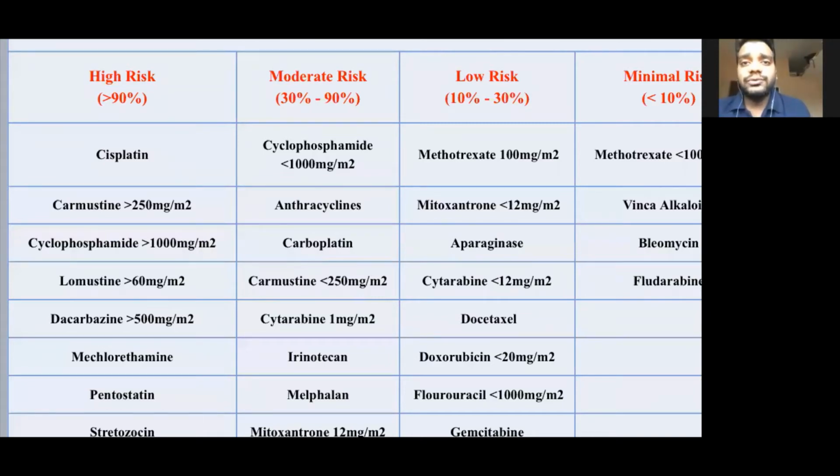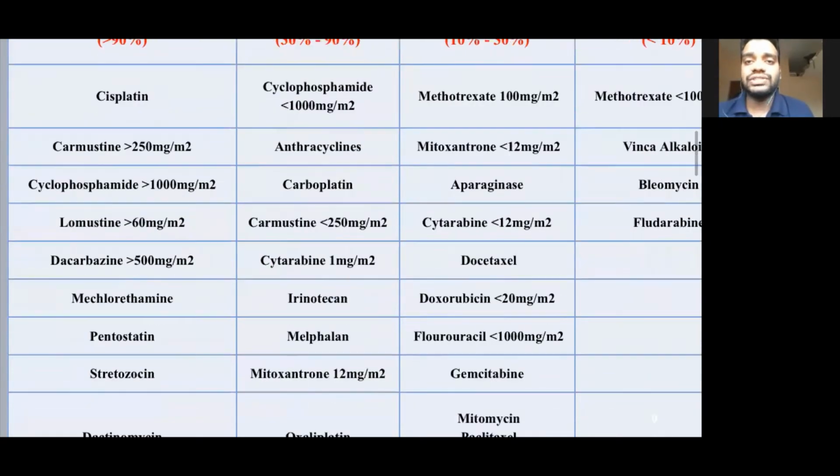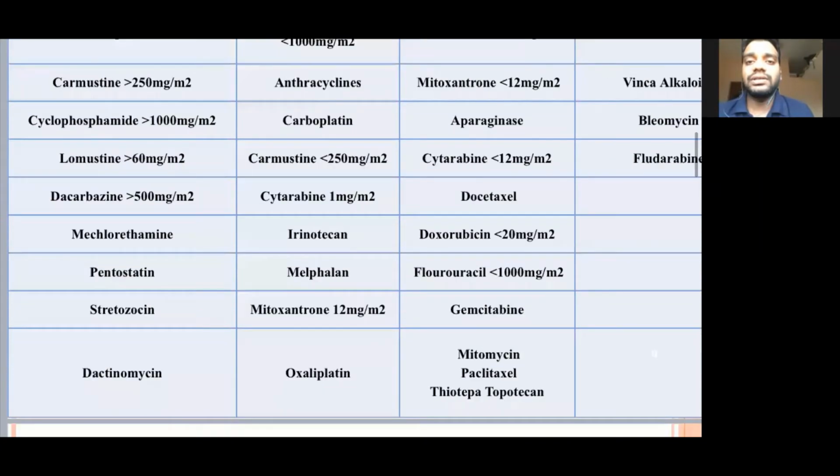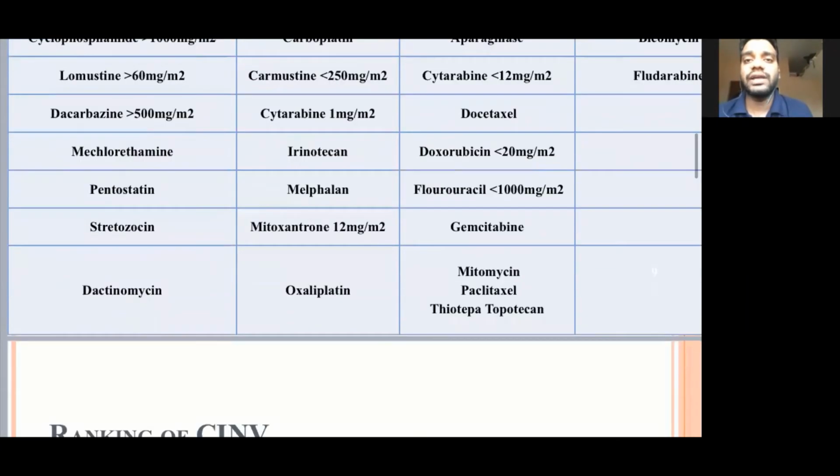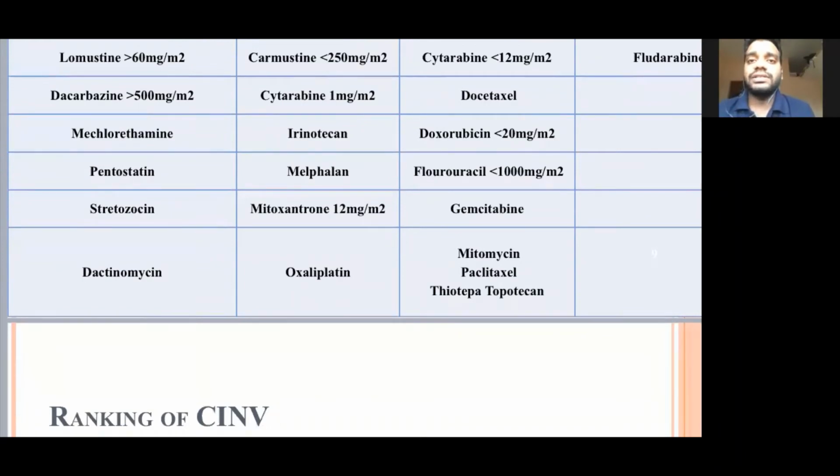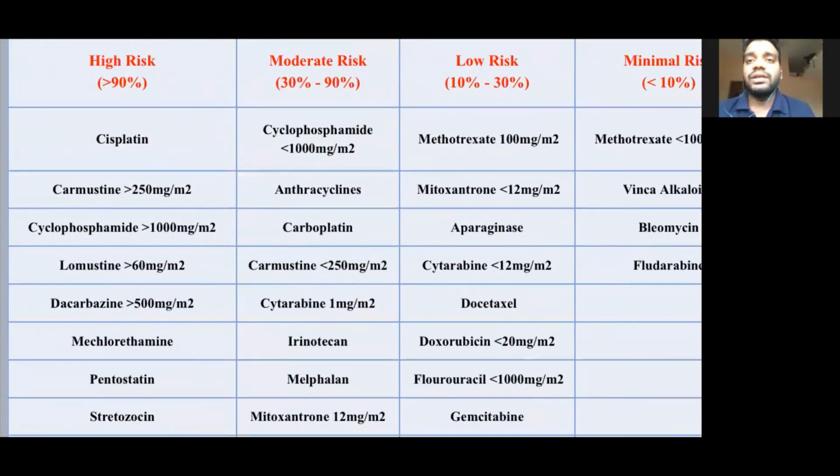So similarly, we have lomustine being used at greater than 60 milligram per meter square. That's a high risk. We have dacarbazine. If you are using it at greater than 500 milligram per meter square, that's a high risk category. Then mechlorethamine. If you are using mechlorethamine, then again there is high risk of getting nausea and vomiting. Then you have pentostatin, that's again a high risk drug. Then you have streptozocin, that's again high risk. Then dactinomycin as well.